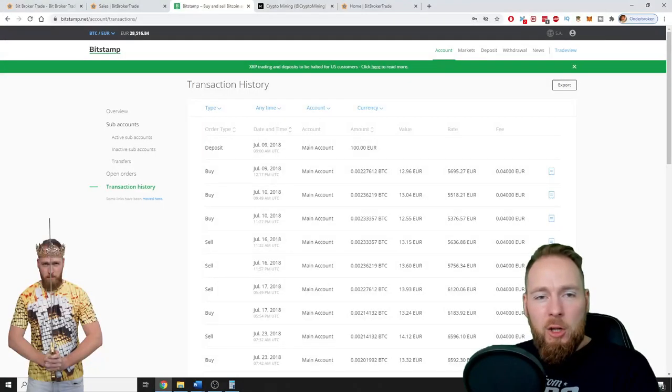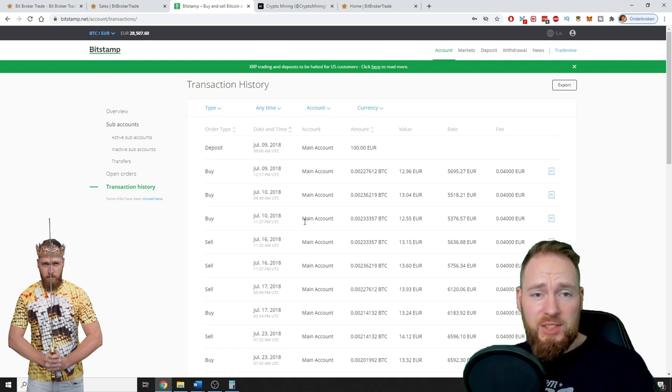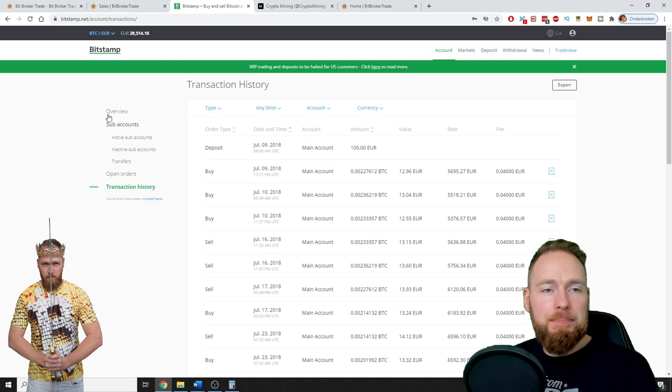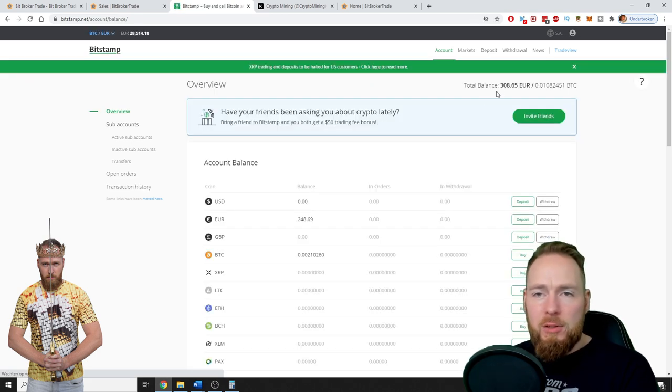So for me, it all started on July 9th, 2018. I put 100 euros on my exchange account and the bot immediately started trading, as you can see here. I made a few mistakes. I'm gonna give you some tips on how to not make the same mistakes that I did. So currently, this 100 euros has become 310 euros, so that is great.